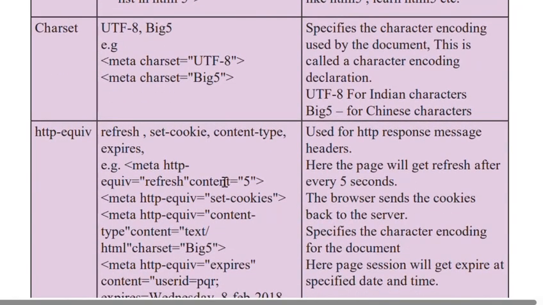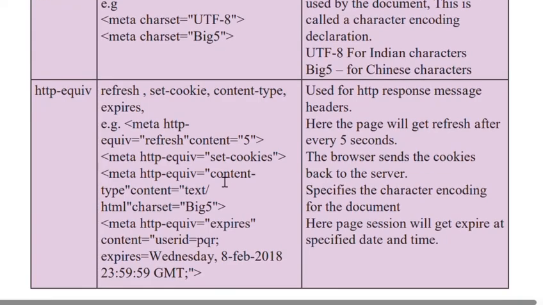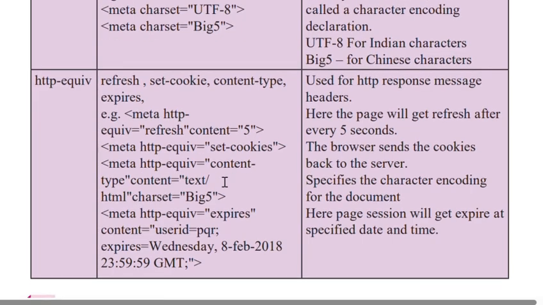Next attribute we have is http-equiv, and the values are refresh, set-cookie, content-type, expires. Refresh means it will refresh the page, and we can set the time limit for that also. Set-cookie: whenever we go to any website or open any web page, you can see a suggestion come up, accept cookies, reject cookies, that type. Then we have content-type, what content we are going to use. Then expires: when the web page session will expire, that time we can also give. Now you can see down here examples of how they are used.